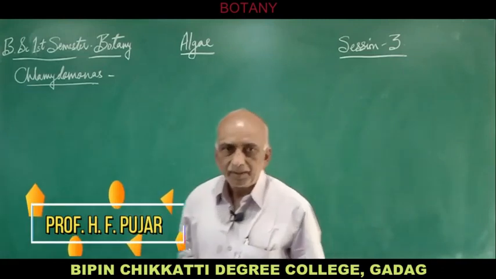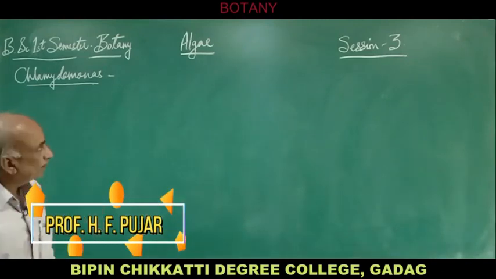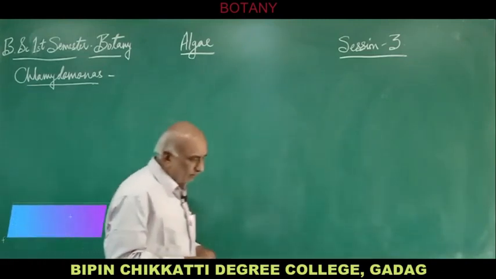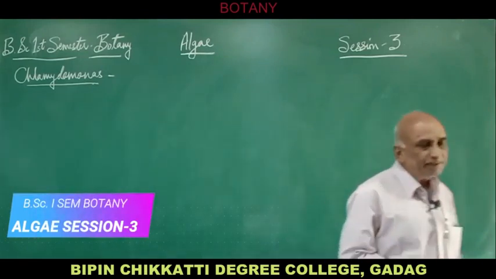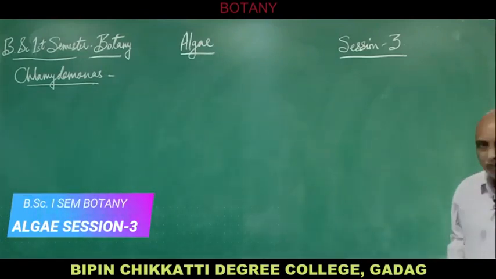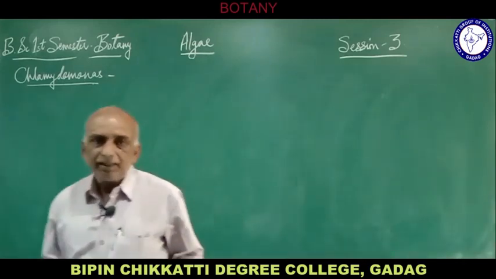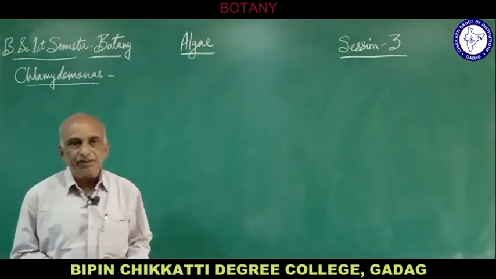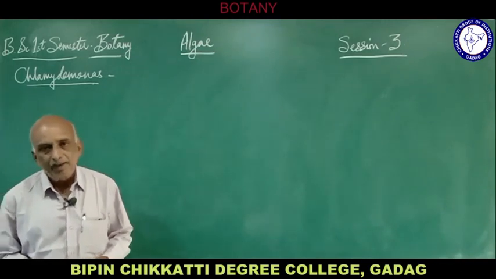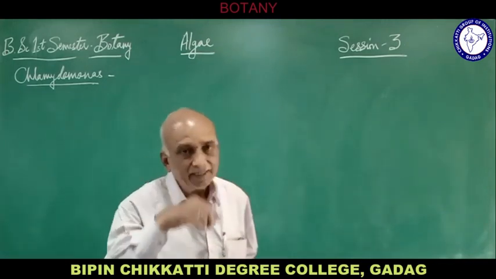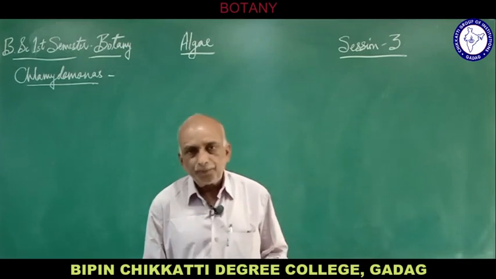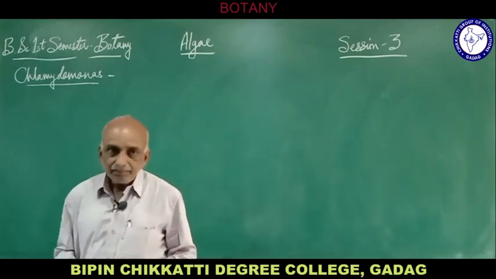In the algae section, we have studied already the general characteristics, the economic importance, the classification of algae, and also the reproduction methods of algae. And in algae, we have also studied the life history of Nostoc. And now we are studying the next in Chlorophyta, Chlamydomonas.